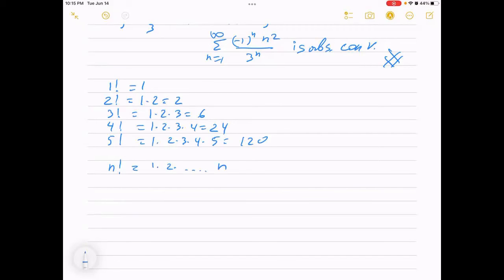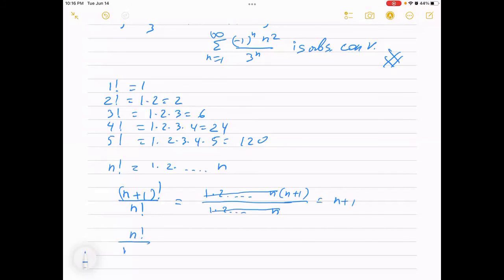We often will need to do simplifications with factorials. For example, (n+1) factorial, and I want to simplify it with n factorial. n factorial is the product of integers up to n, and (n+1) factorial is the product of integers up to n+1. You see how nice the cancellation goes. So we're going to have n+1. In a similar fashion, n factorial over (n+1) factorial is going to be 1 divided by n+1. Just keep that in mind.